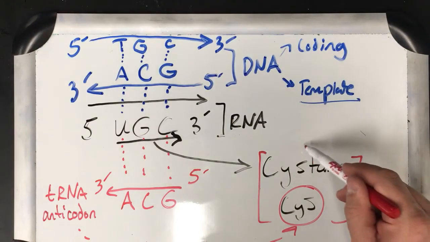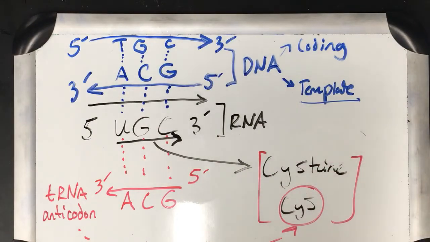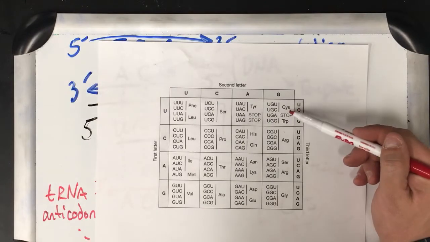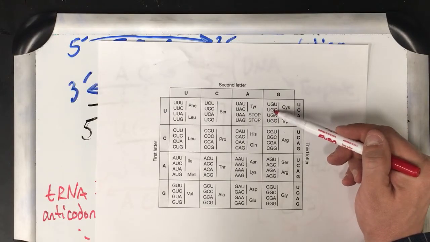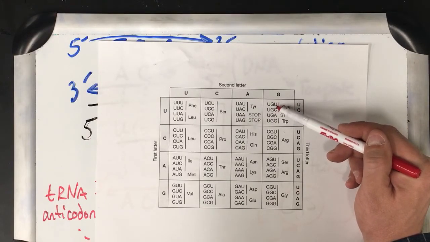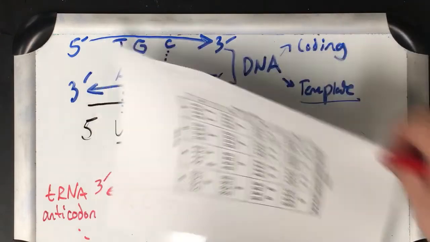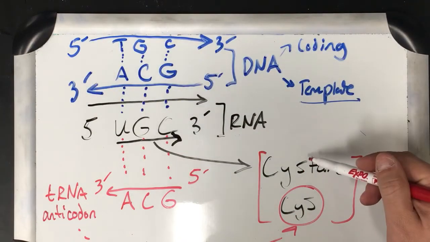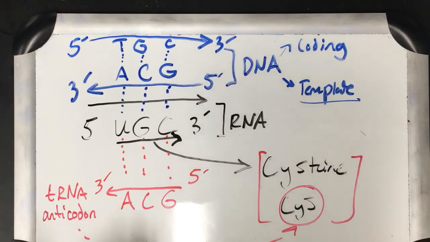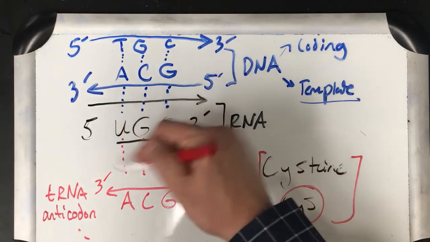Now, I can't just give you the protein, because, for example, cysteine, what we just did, could be UGC mRNA, or it could be UGU. So that's the one thing I can't do, just say this amino acid is here, unless it's one of the amino acids that only has one working triplet.